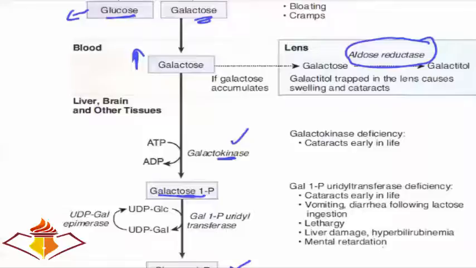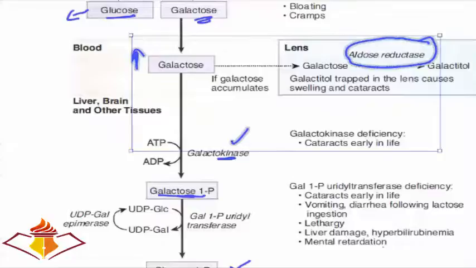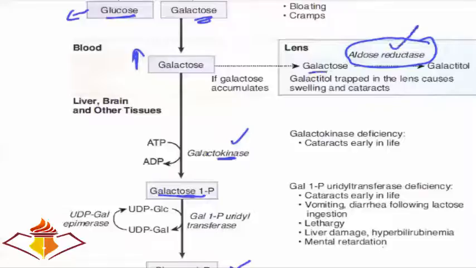And if there is a high level of galactose in the blood, this galactose enters into the lens, and inside the lens there is an enzyme called aldose reductase. That aldose reductase reduces this galactose to galactitol, and this galactitol exerts osmotic pressure, and because of that osmotic pressure there is swelling and cataracts in the patient who has galactosemia.